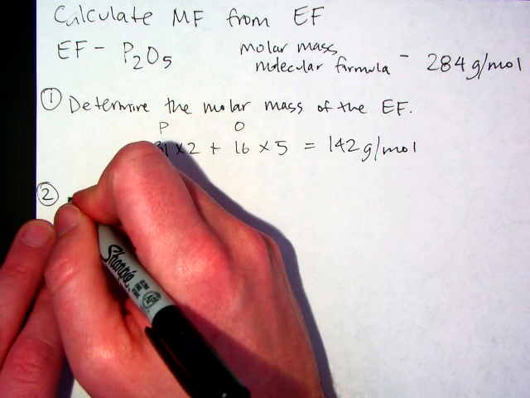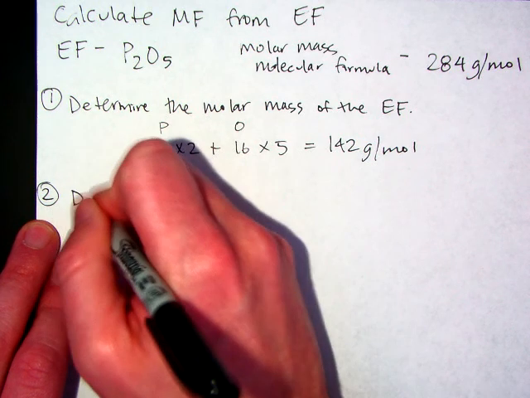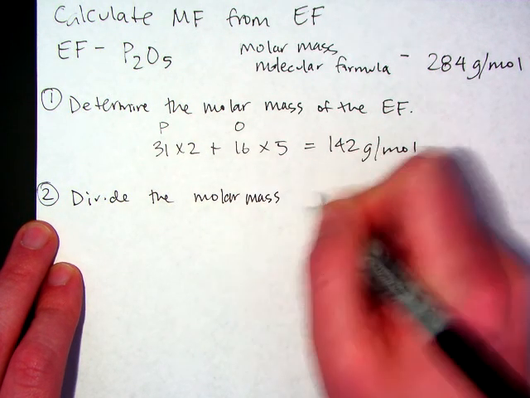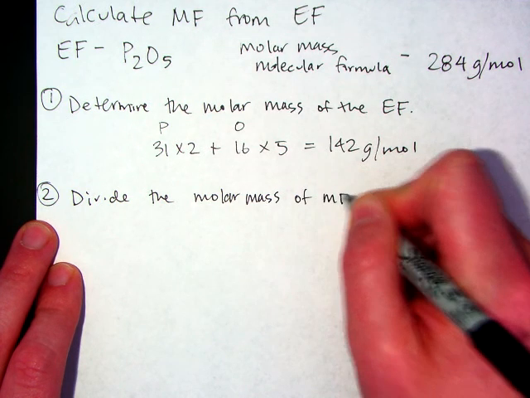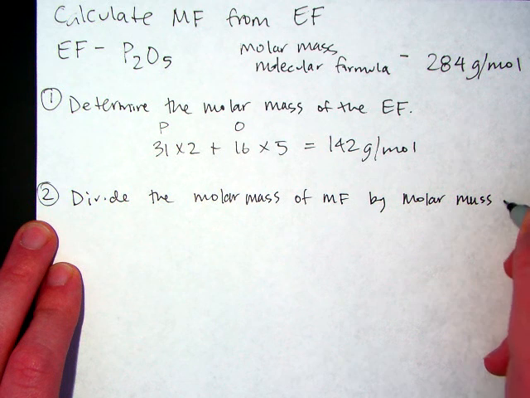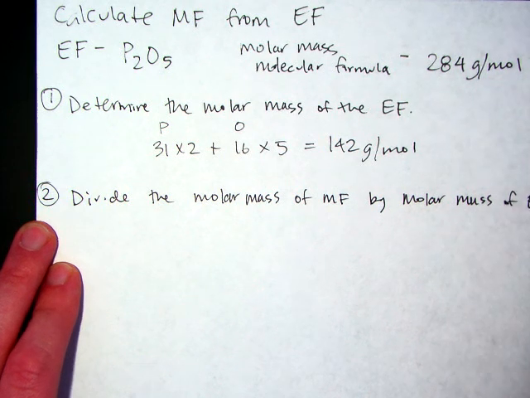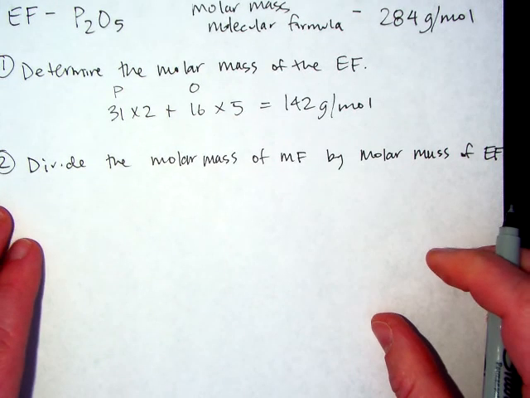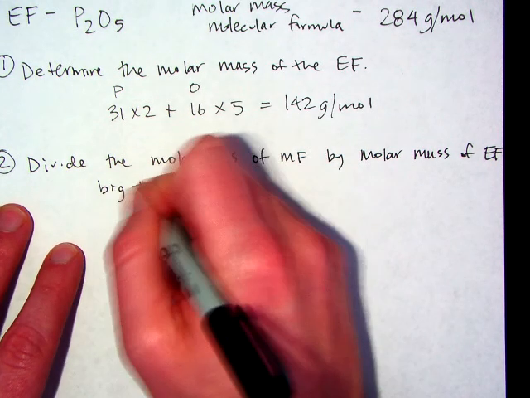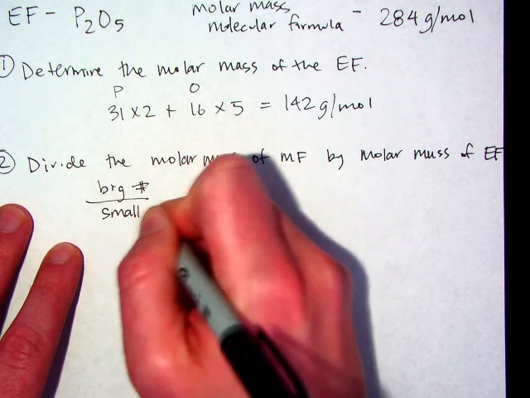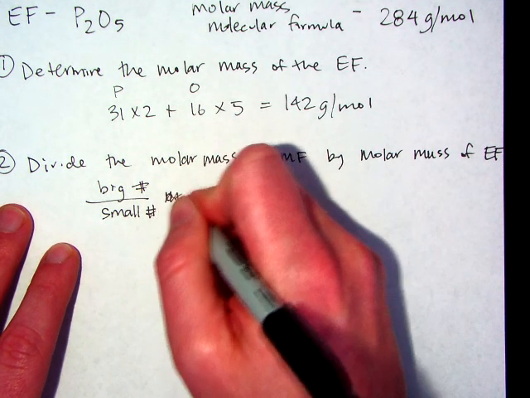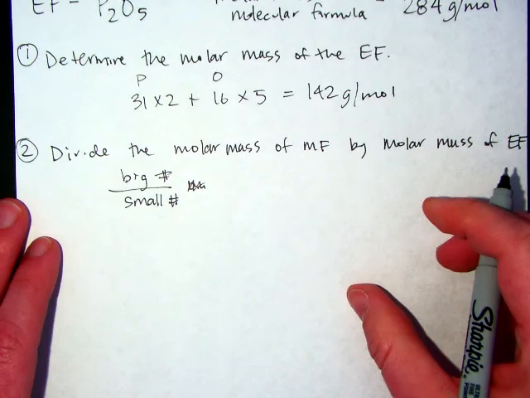Secondly, I'll use the words, but I'll give you the shorthand in a second. You have to divide the molar mass of the molecular formula by the molar mass of the empirical formula. If that's too many m's for you, then really what you're doing is always dividing the big number by the small number. Just go with that. That's probably the safest bet. Big number divided by small number.